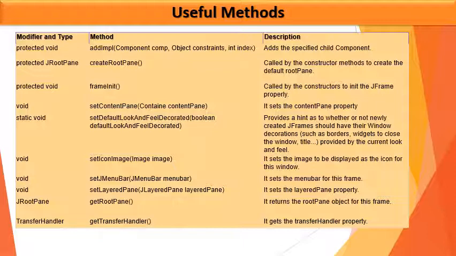So these are the properties and methods used with the Swing JFrame component. Moreover, the very important methods among these useful methods are JMenuBar and JLayeredPane, which are the second and the last properties which are very important.